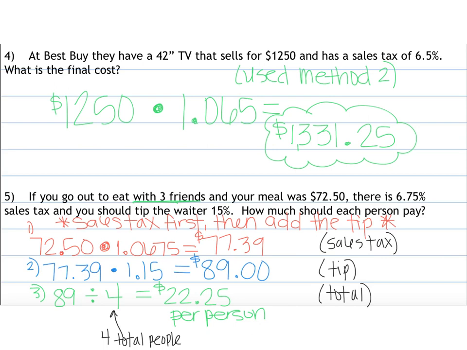I don't care which method you use, but I do feel like for this you need to make sure you understand both, at least method 1 of finding the sales tax and then adding it to the total. And then just remember the difference if you're asked for the sales tax or if you're asked for the total.